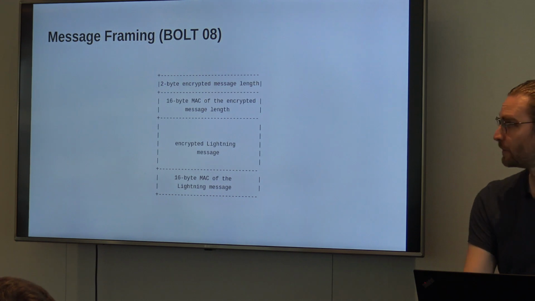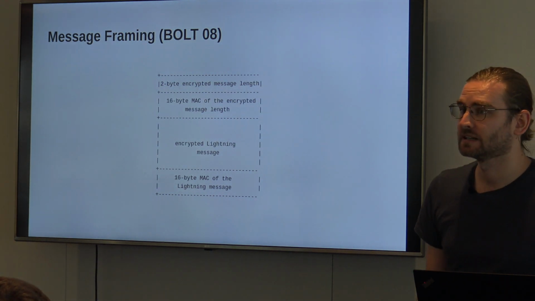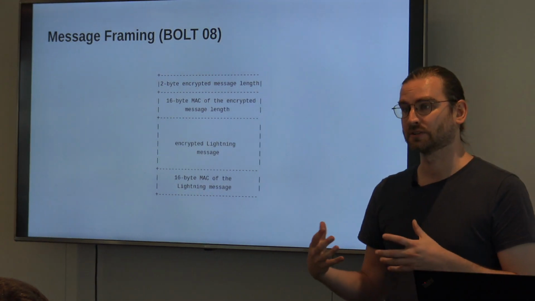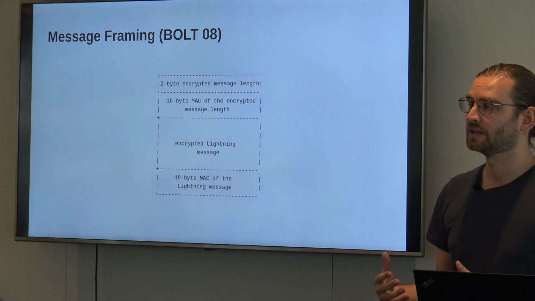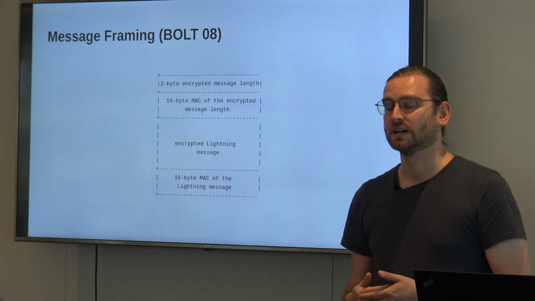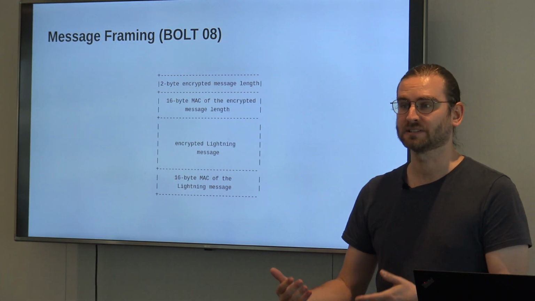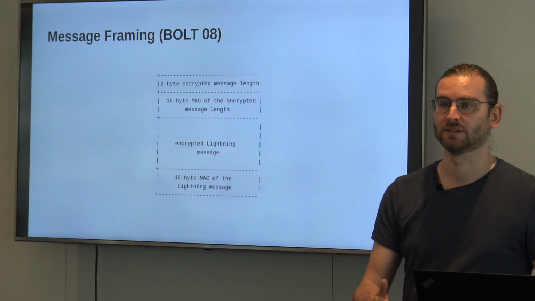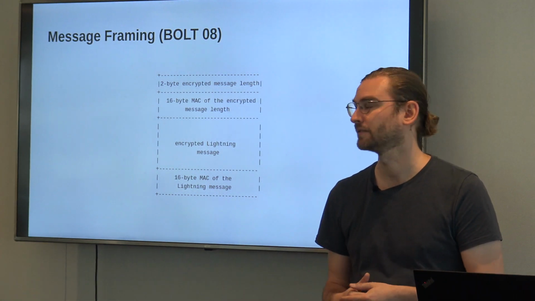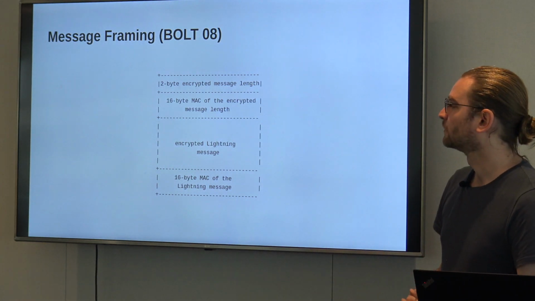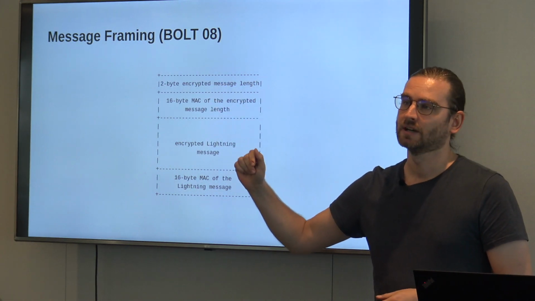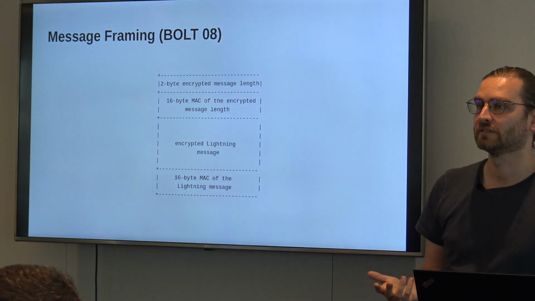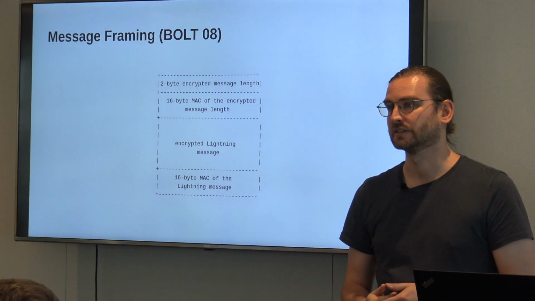So going one layer up, we actually have the message framing. Since we now have an encrypted stream of bytes going back and forth, we need some way of saying, okay, how do we send individual messages? And messages are just a blob of data that has a certain length, right? So what we do is we have a 2-byte encrypted message length. 2-byte means that all of our messages are limited to 65K.